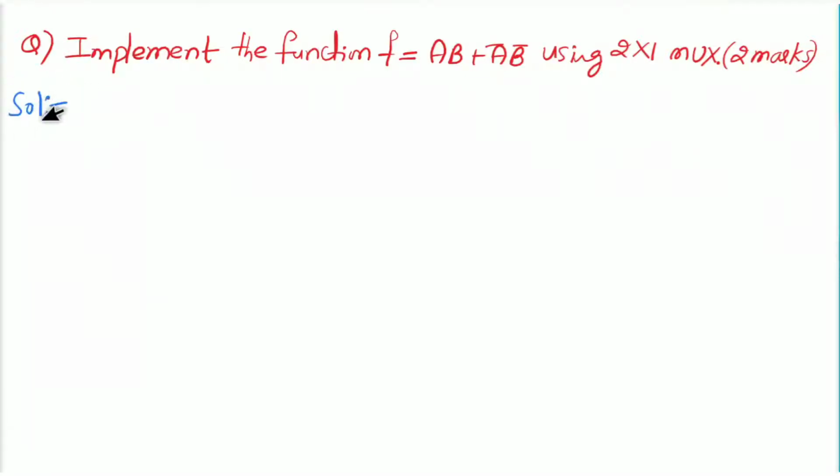In this video, we are going to see one previous problem from JNTH, which is a 2 marks question. Implement the function f equal to ab plus a bar b bar using a 2:1 multiplexer. In order to solve this, we need to know the 2:1 multiplexer function and the output expression of it.